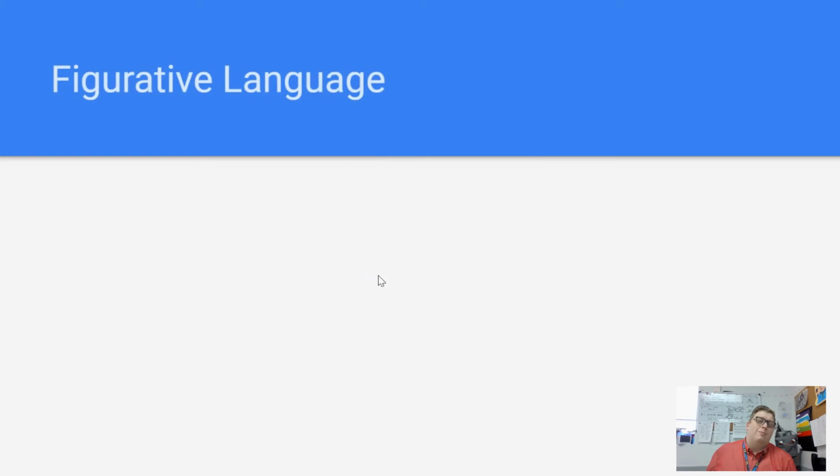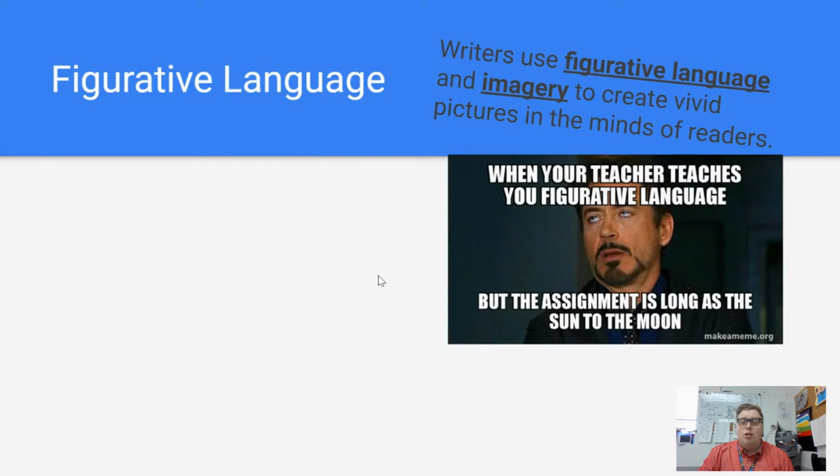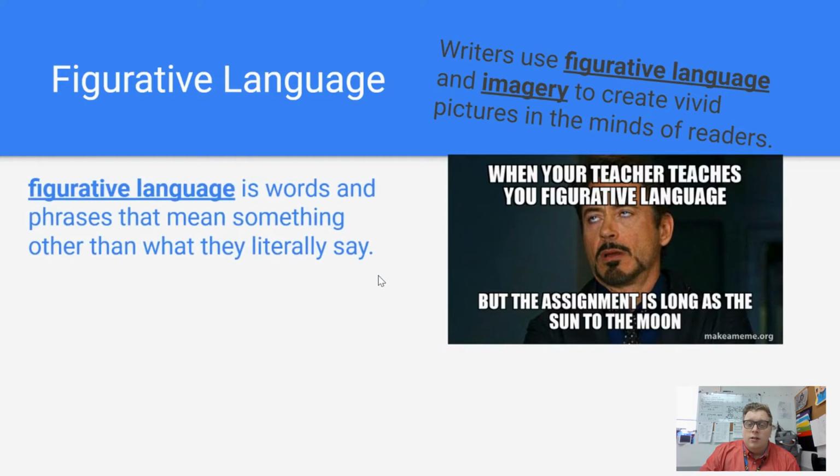Let's start out by talking about exactly what figurative language is, because figurative language, as well as imagery, are used to create vivid pictures in the minds of the readers. Definitionally speaking, figurative language is words and phrases that mean something other than what is literally said or meant. You hear it all the time. It's like when I say, everyone in this class is getting an F. Obviously, everyone in the class is not failing, right? I'm actually being hyperbolic, which we'll talk about in a little bit.